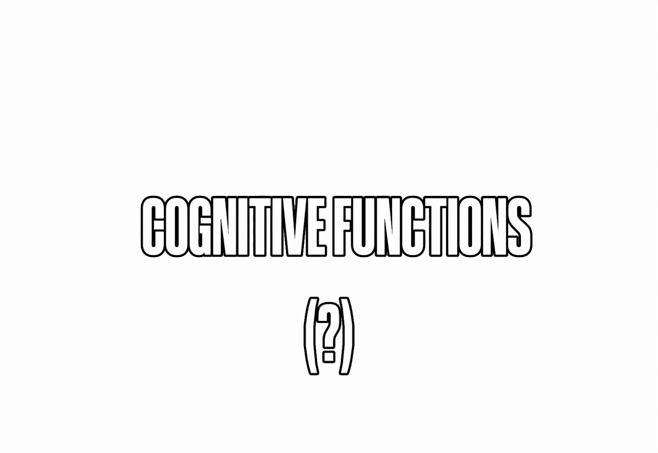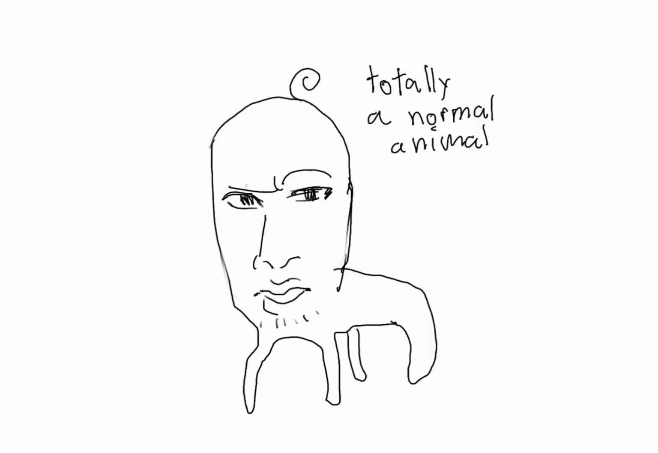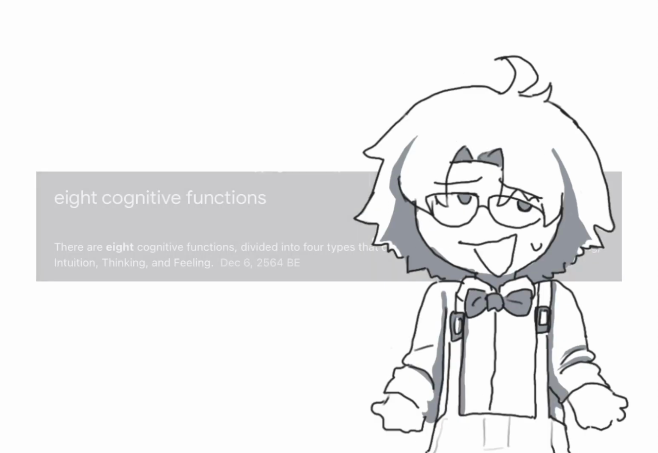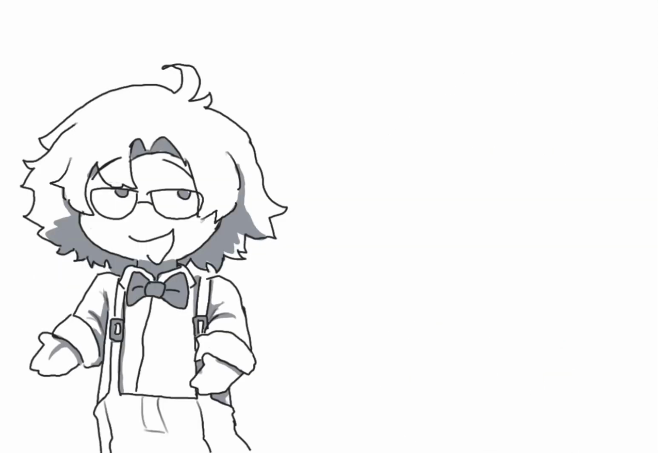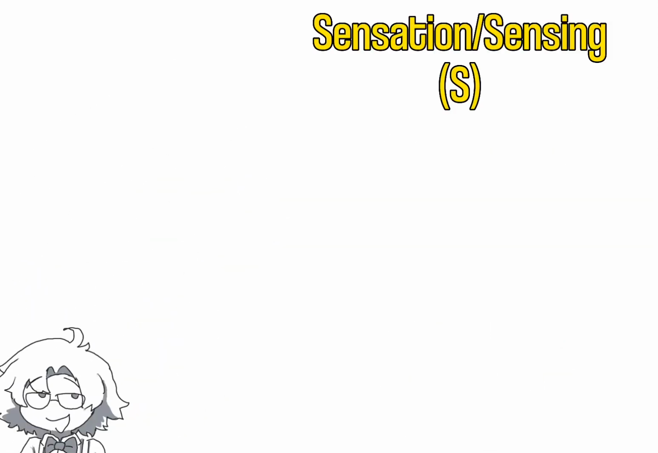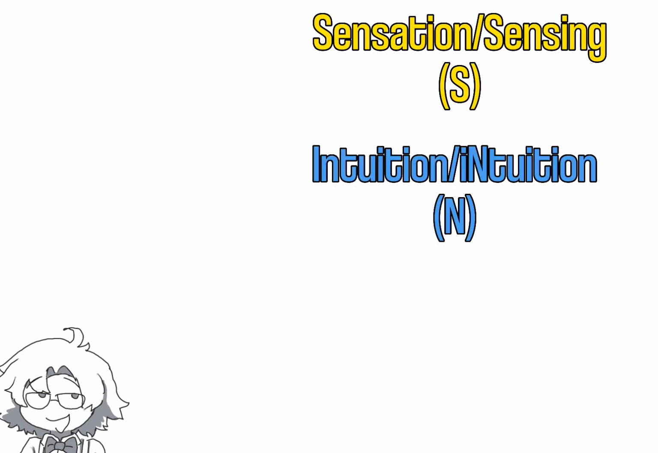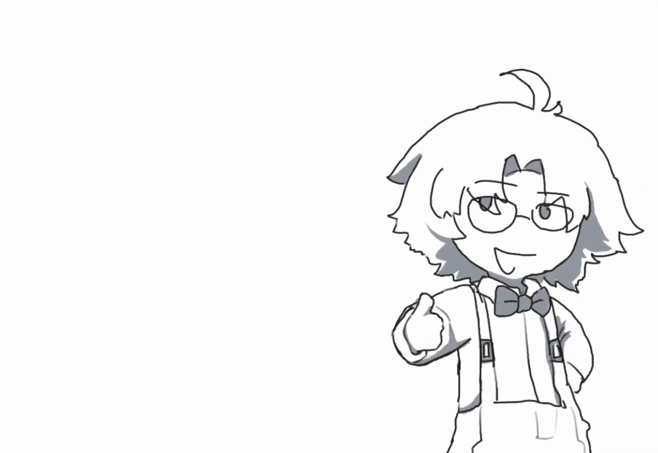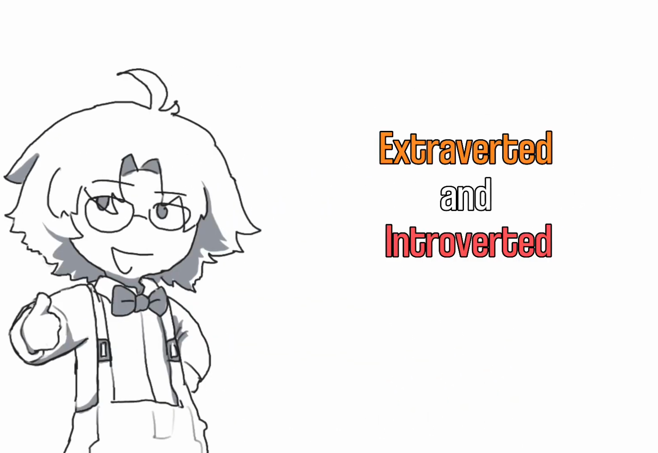What are cognitive functions? Take this picture of a very legit four-legged animal I drew here. Imagine this animal is an MBTI type. For me, I like to refer to the cognitive functions as the legs. At the time of this recording, there are 8 cognitive functions. At first, there were only 4, being sensation, intuition, feeling, and thinking, all in capital letters. But then, extroverted and introverted were later added, typed in lowercase letters.